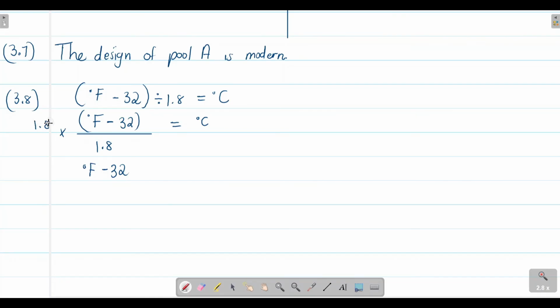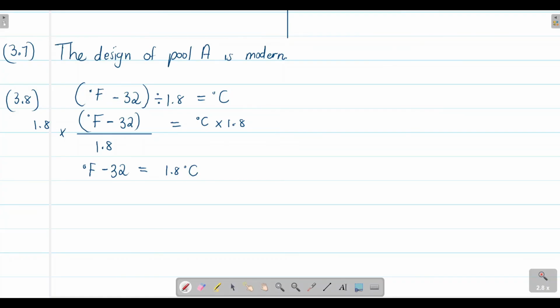So for me to get rid of that 1.8 on the left hand side, I need to multiply by 1.8, okay? So the inverse operation. What you do on the left hand side, you need to do on the right hand side. So it's going to be 1.8 times degrees Celsius. And then what's left for us to do? You've got a negative 32 on the left hand side. I want to get rid of this negative 32, so I need to do the inverse operation of subtraction.